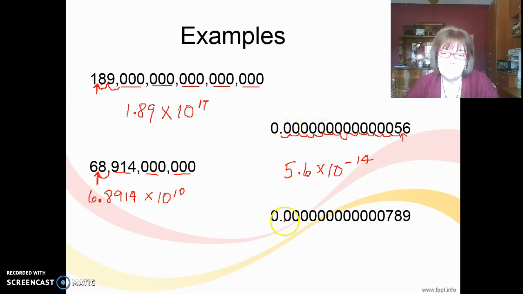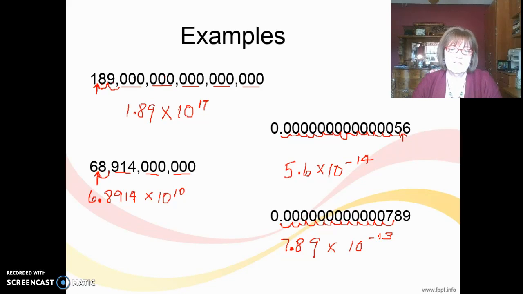One more example. Again, take a look at our digits. That's our first step. We've got 789. I'll write them down, 789. In order to make that between 1 and 10, I've got to put my decimal point right there. And this is going to be times 10 to some negative exponent. Count them out one more time. 1, 2, 3, 4, 5, 6, 7, 8, 9, 10, 11, 12, 13. All right, to the negative 13th. That is how you do that.